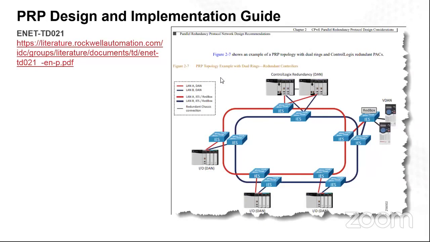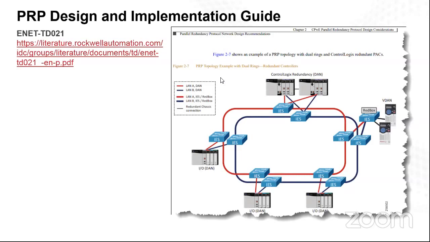And finally, we have the design and implementation guide, and this is the big manual. This is where a lot of the nuts and bolts come together. If you're looking to implement or design a PRP network, I would highly recommend looking at this. Not only does this manual provide a lot of examples of capable network architectures, it also tells you what not to do. Sometimes in building networks, understanding the limitations and what not to do can be more important, again, like connecting LAN A and LAN B together.